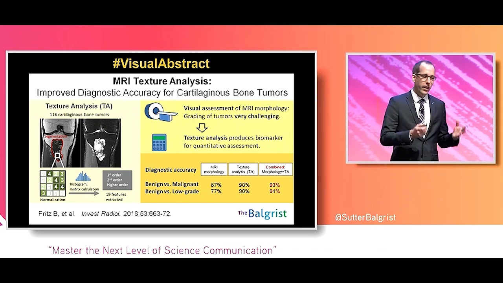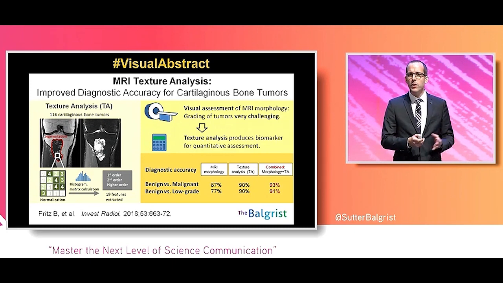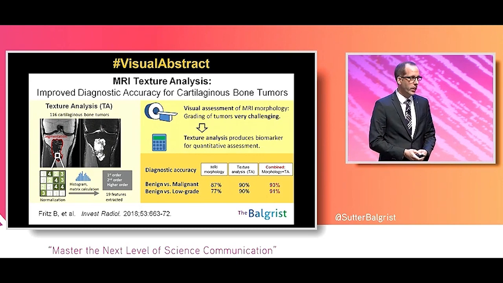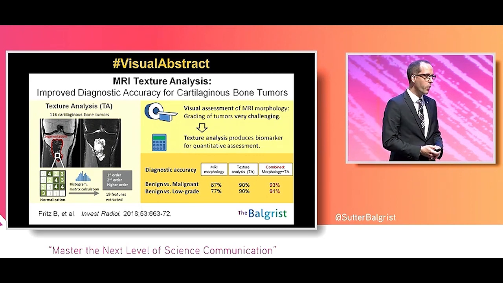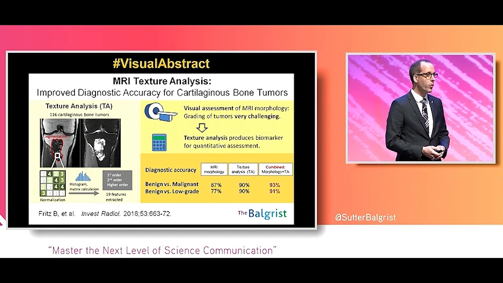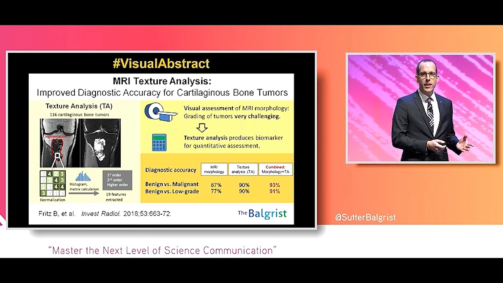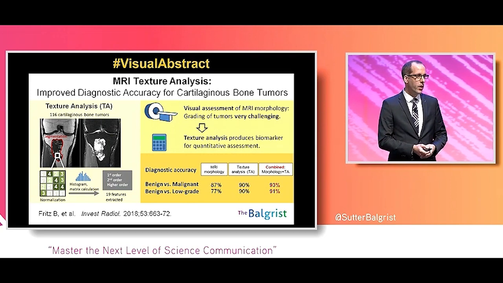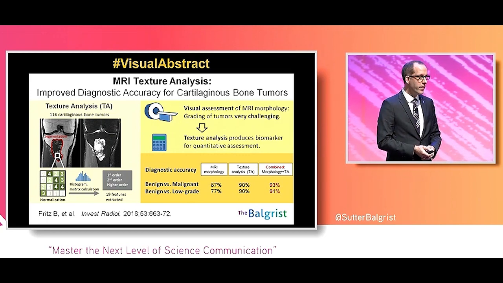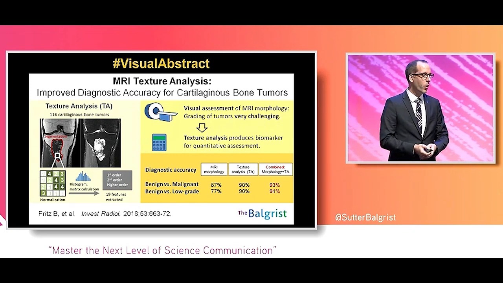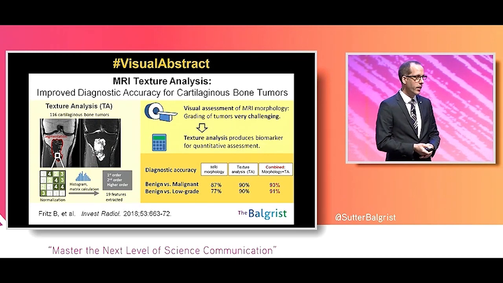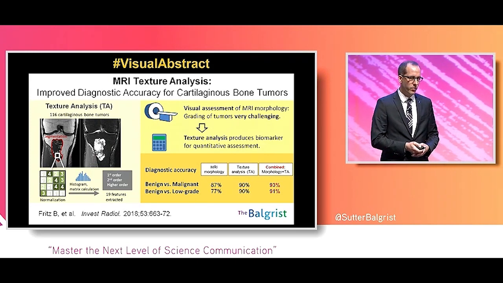Choose a clean and simple design and go for simplicity rather than for completeness. And most of all, have fun while doing it. It's a good way to interact with science results. So the example here, we looked at diagnostic accuracy for cartilaginous bone tumors. At visual assessment of MRI, it's often difficult to do the correct grading for these tumors. With looking at certain imaging characteristics with texture analysis, we can produce a quantitative biomarker. And then we have a better distinction between benign and malignant lesions and between benign and low-grade lesions.